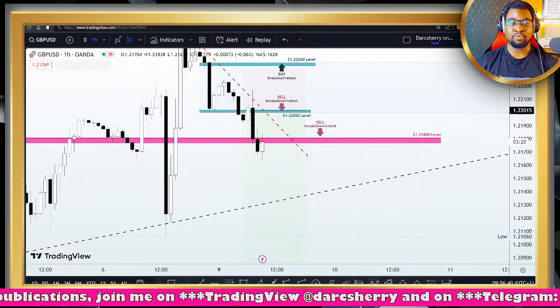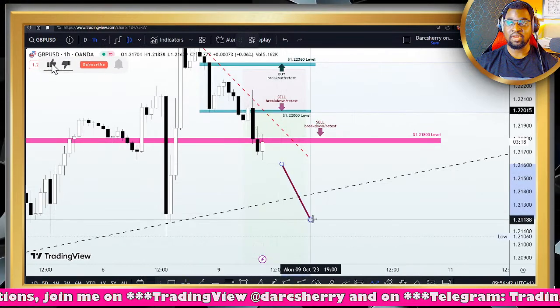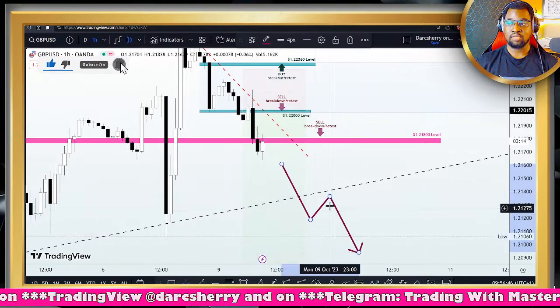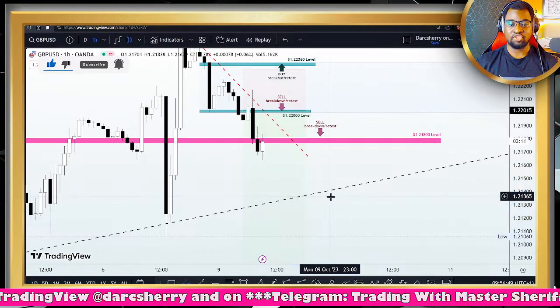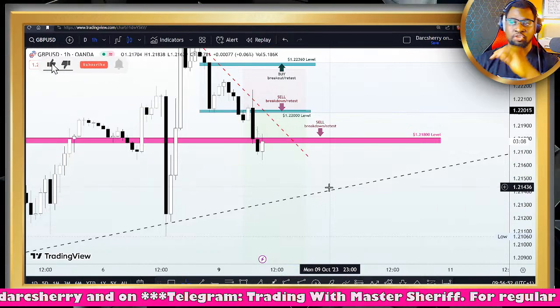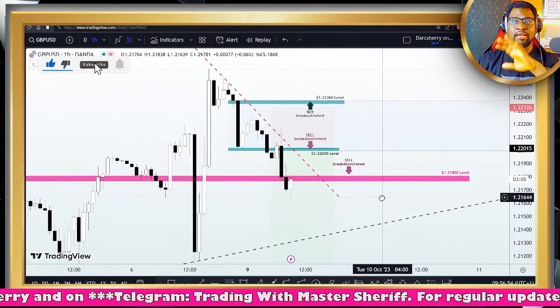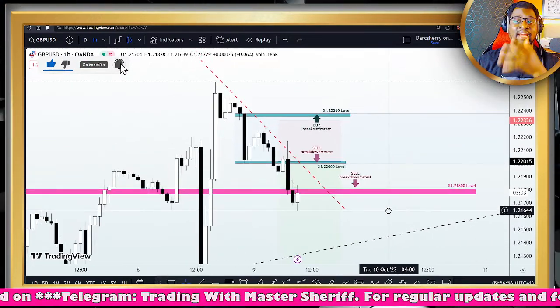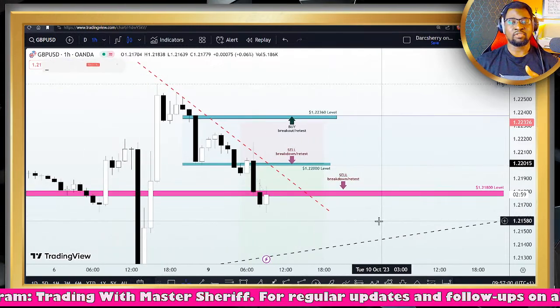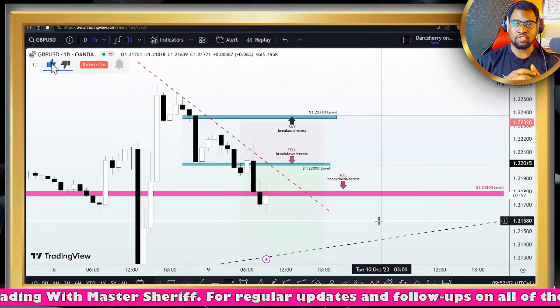And if it so happens that this ascending trend line is breached to the downside, then I will be adding more sell positions to my existing trade. Now, the question at this juncture is this: how did I get to the point of selling? Why have I sold the GBPUSD? Now, let's talk about the fundamental aspect first of all.